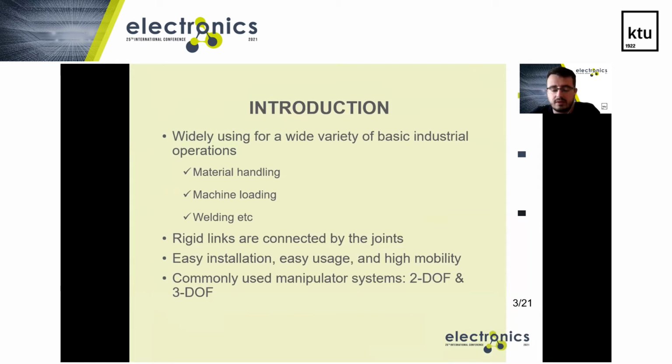As everybody knows, robot manipulators are widely used for a wide variety of basic industrial operations, such as material handling, machine loading, or welding, etc. There are lots of examples. In general, robot manipulators usually consist of rigid links connected to each other by joints. These joints allow the motion of the neighboring rigid links. Robot manipulators have easy installation, easy usage, and high mobility in industrial areas.